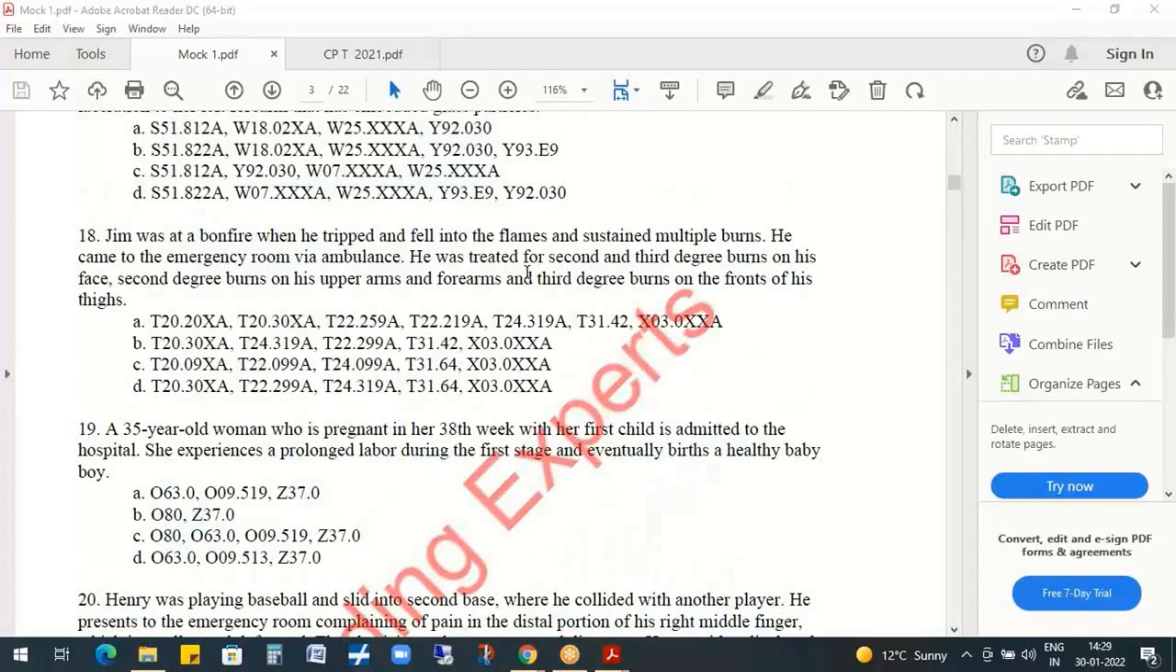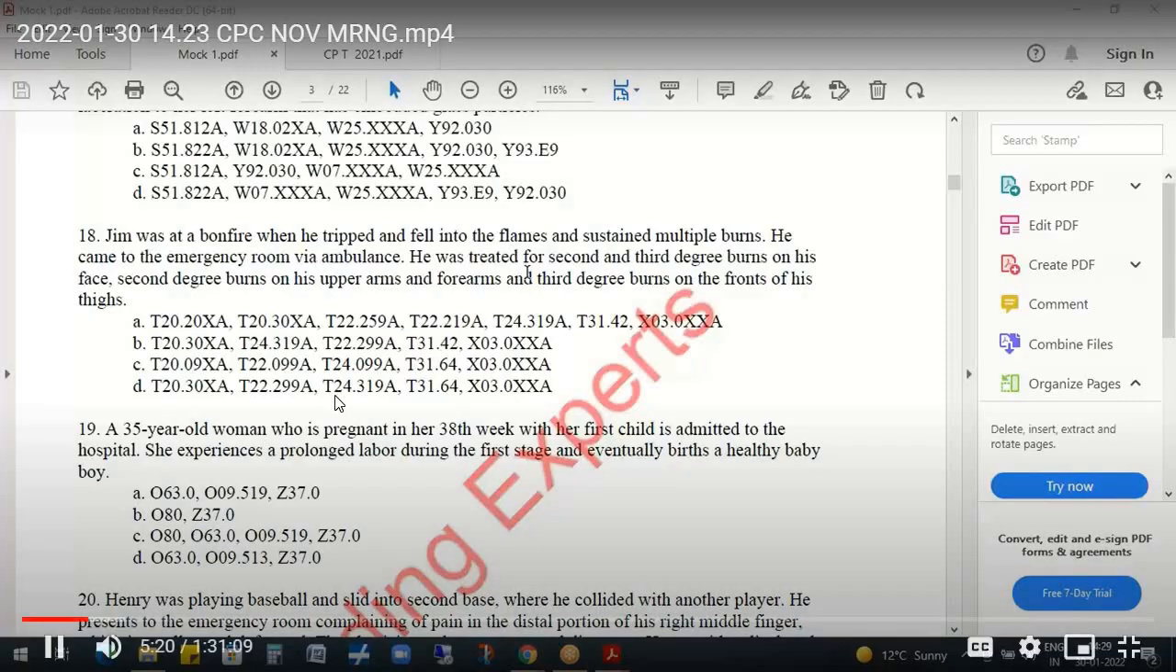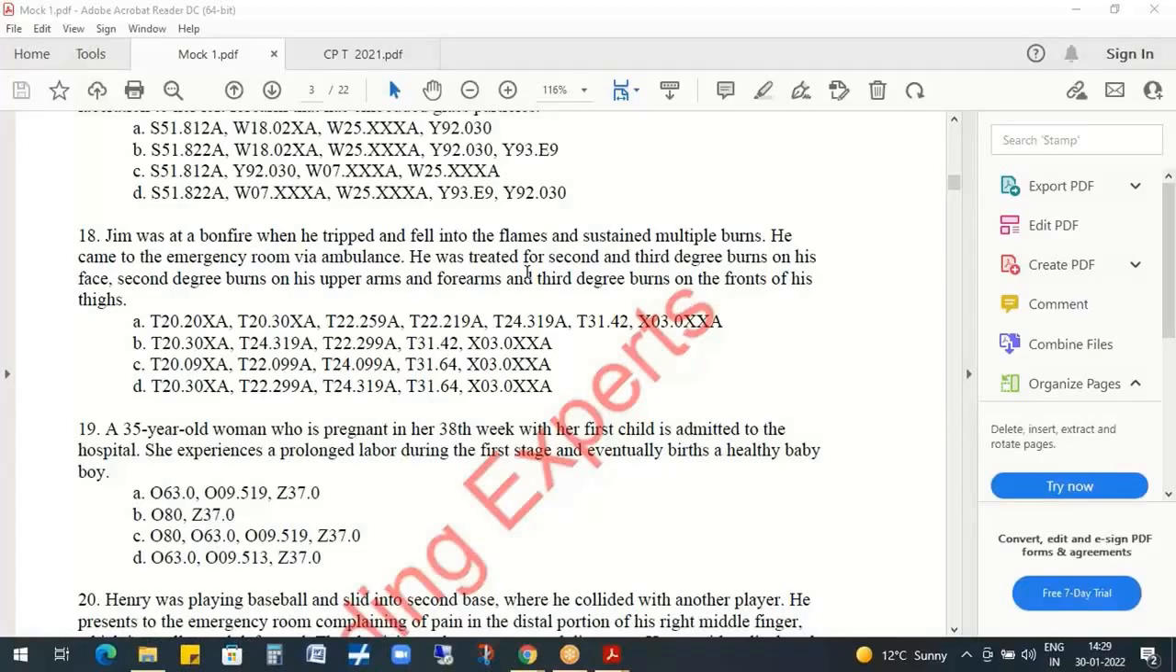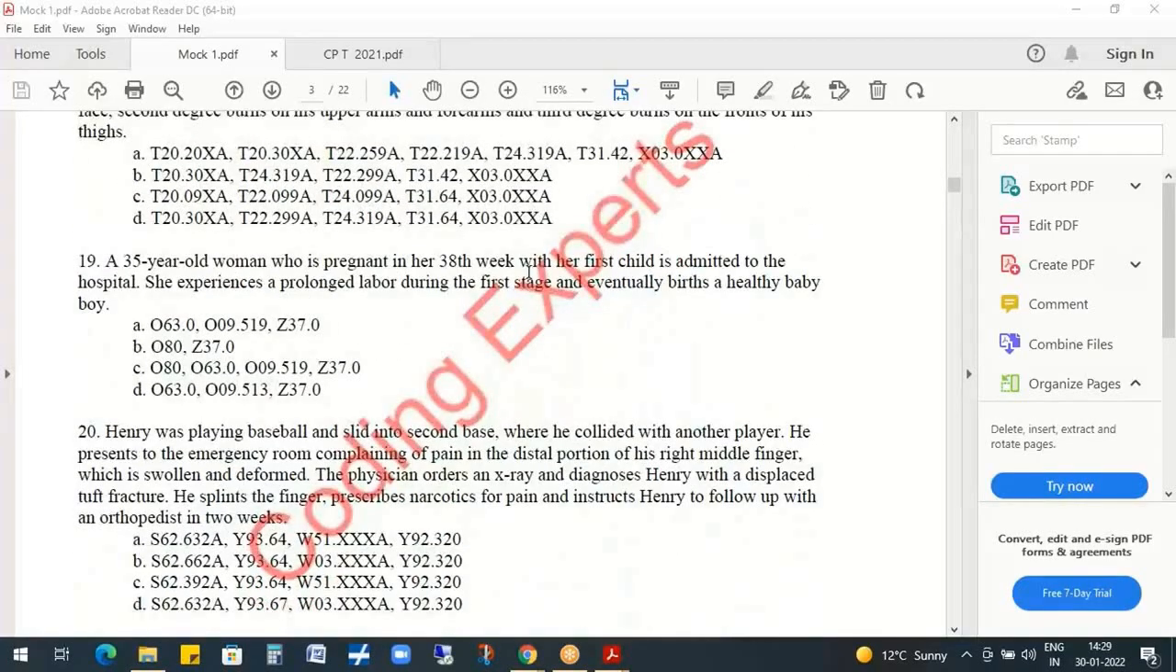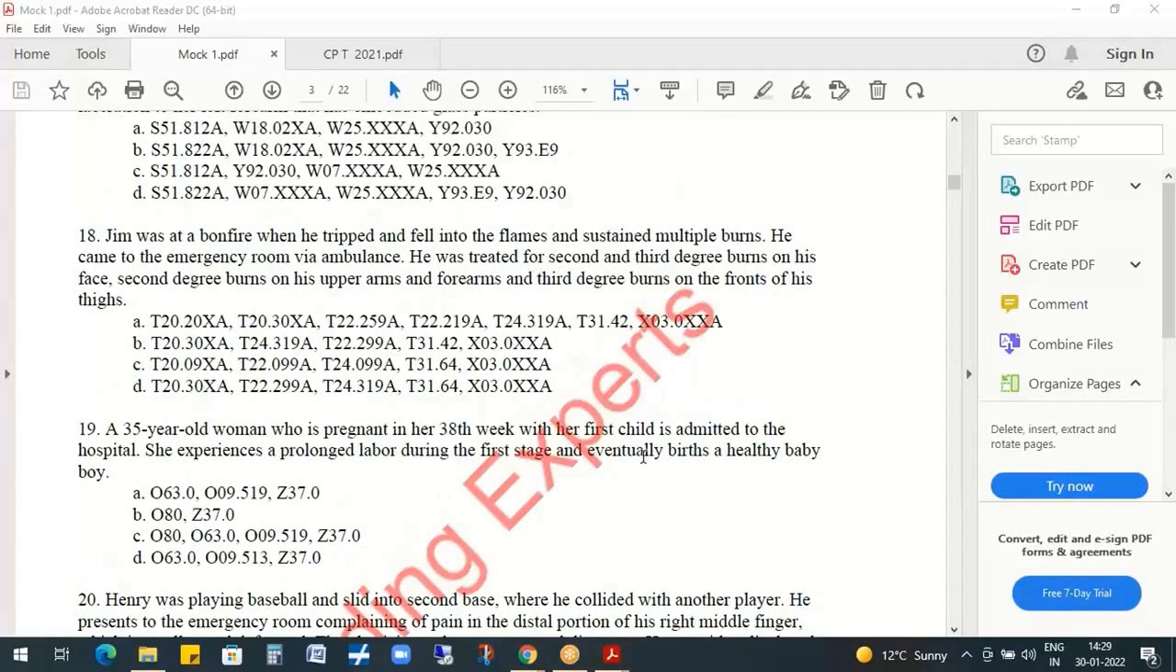Okay. Next, up to 20. Sir, in the 18th question, how can we identify the burn, 12 percent or 44 percent burn, 66 percent burns? How can we identify, sir?